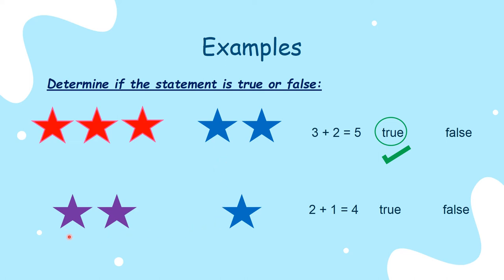Let's move to the other one. How many purple stars do we have here? 1, 2. So it's 2. And how many blue? 1. So 2 plus 1 equals 4. Let's check. We need to count them all together. Add them. Then we will see if the answer is true or false. So 2 plus 1 equals 1, 2, 3. So the statement here is false. It's wrong because 2 plus 1 does not equal 4.